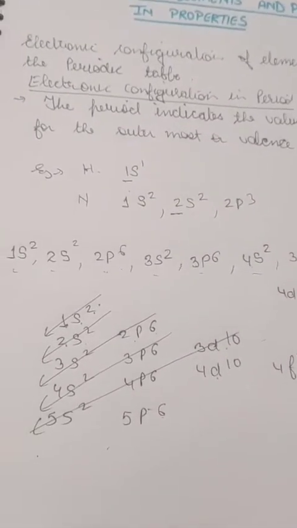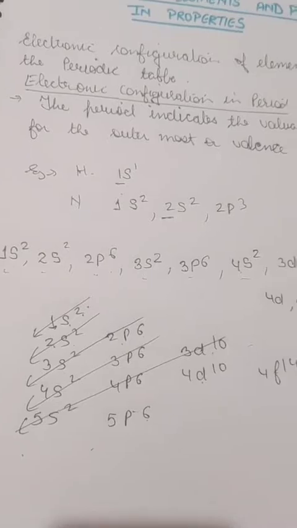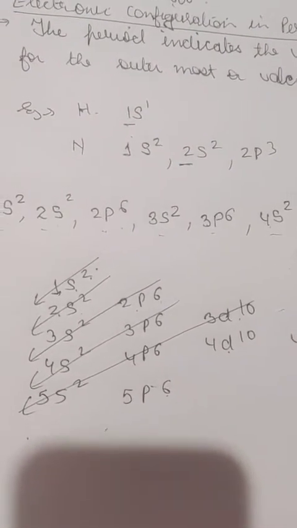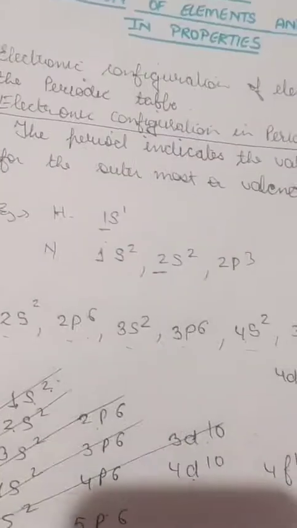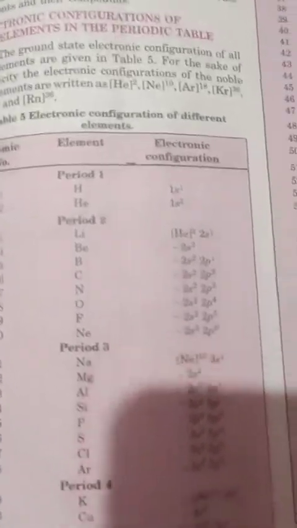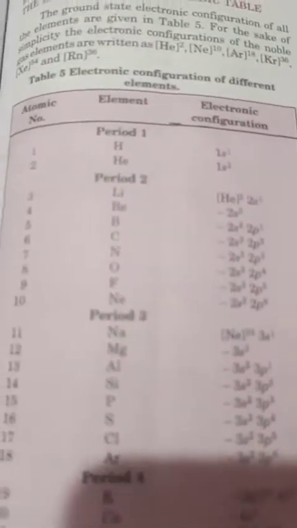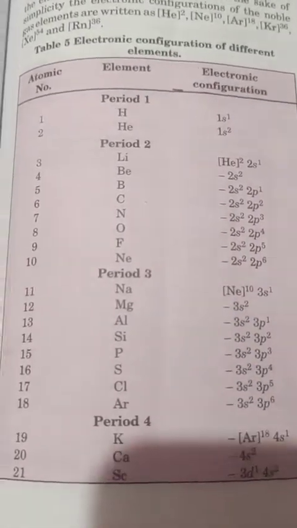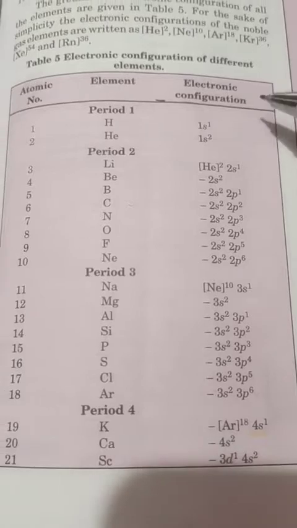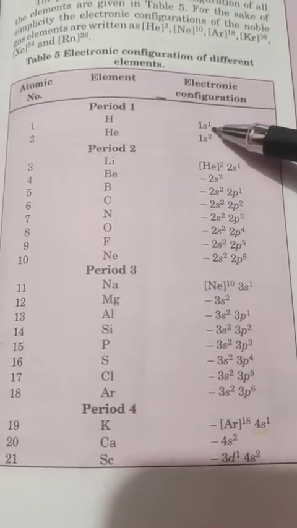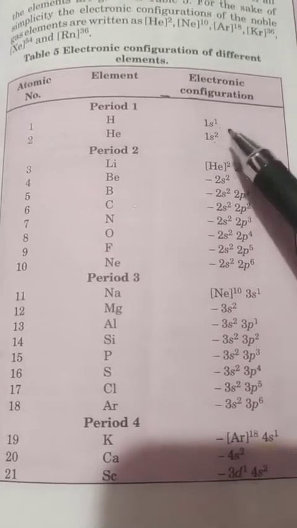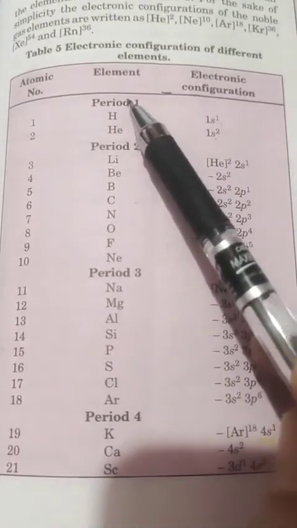So this is what you will be doing in your class, in your chapter number 2. Okay, so now let's see how the configuration is done. If I show you the configuration in a book which I'm having, here we have periods like period 1, period 2, period 3, period 4. If you look at the configuration, it's here, it's 1s1 and 1s2. So it has only one shell, so it's 1, so that is from period number 1.